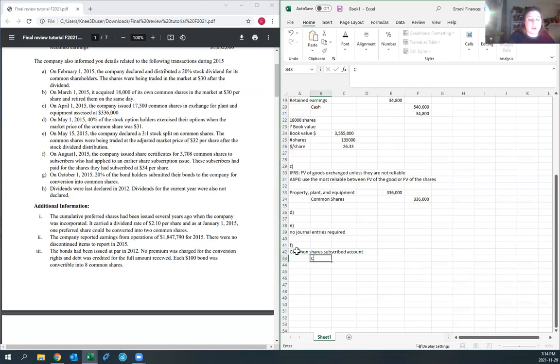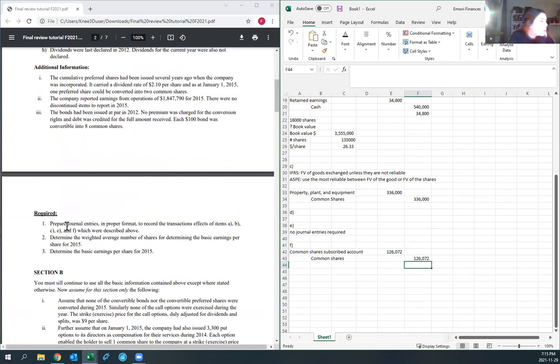And then you're issuing your common shares. And the value is going to be your 3,708 times the amount that they subscribed for, so $34 per share. And now it's done for requirement 1.